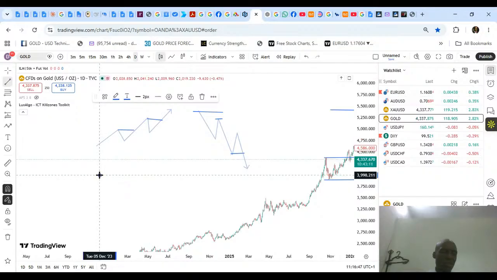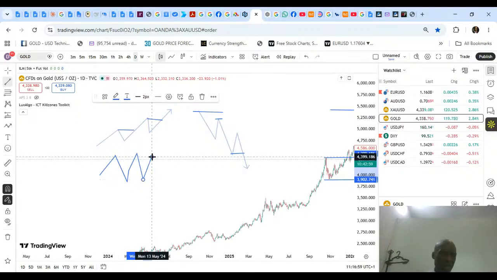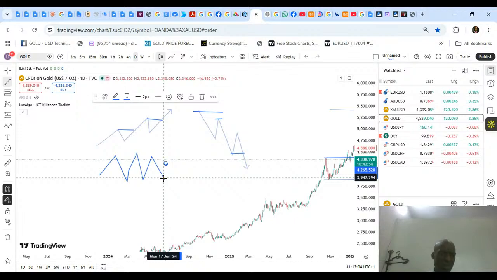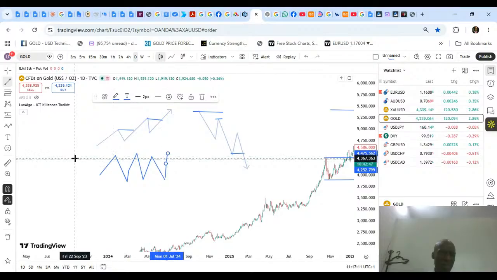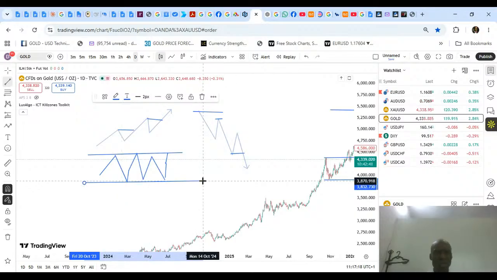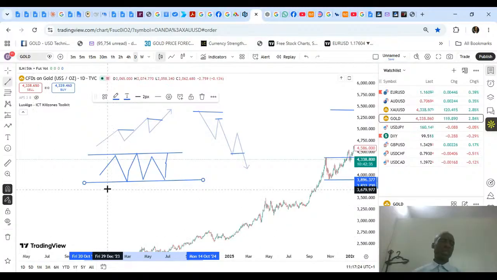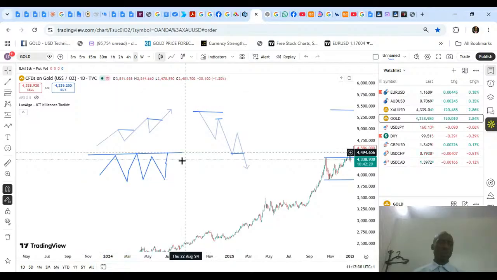But if the market is just doing something like this, it doesn't break the previous high, it doesn't break the previous low, we say it is a ranging market. So in smart money concept, we don't trade the ranging market. See, there is no new high, there is no new low. The market is just moving sideways. So we don't trade such in smart money concepts. Okay, so let's make progress.